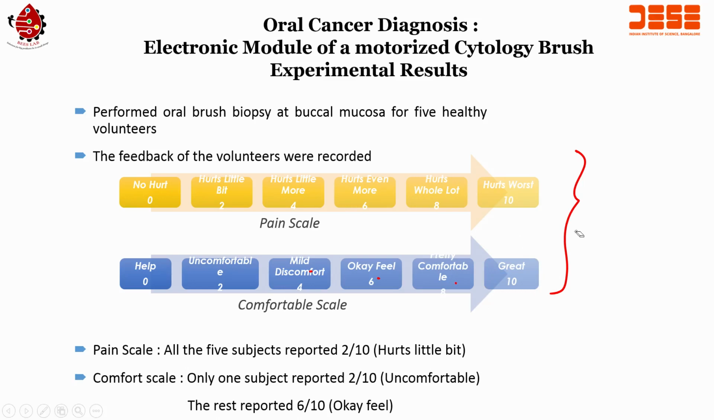From that, what we obtained is that on the pain scale out of 10, all 5 subjects reported it hurts a little bit. On the comfort scale, only one subject reported 2, where it is uncomfortable, while the remaining reported 6 out of 10. 6 is about an okay feel. This is what we obtained from the volunteers. Again, the volunteers are free to give their report. It is a blind study where we do not know what the volunteer will write, and we will record it.